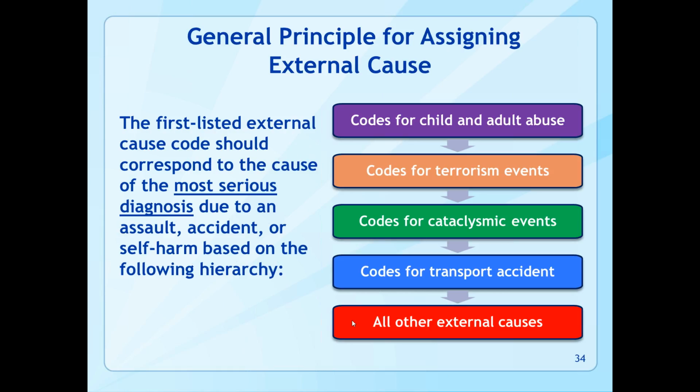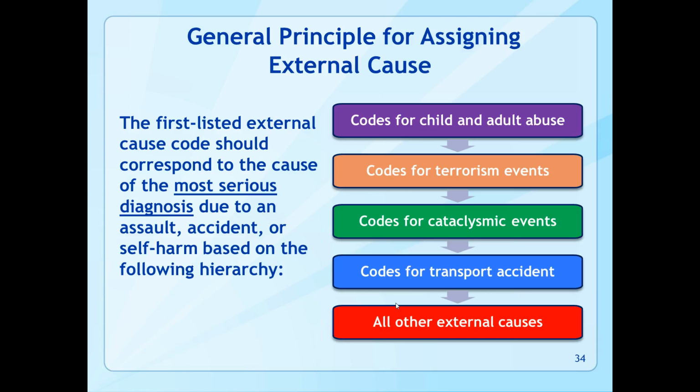So before we wrap up on the external cause codes, I just want to provide this reminder about the general principle for assigning external cause. This principle comes from the official coding guidelines from the National Center for Health Statistics and the Centers for Medicare and Medicaid Services. And it's the same general principle that was in place with ICD-9-CM. So really nothing has changed, but it's a good reminder.